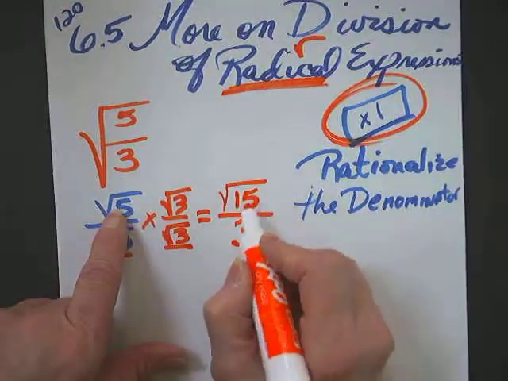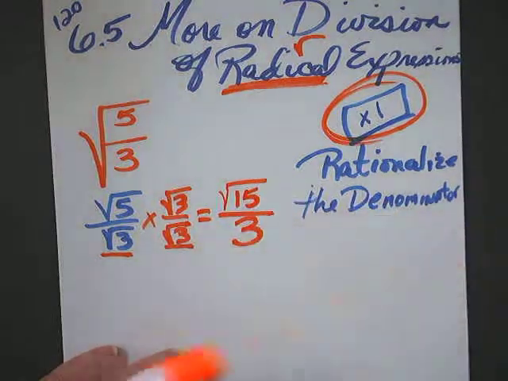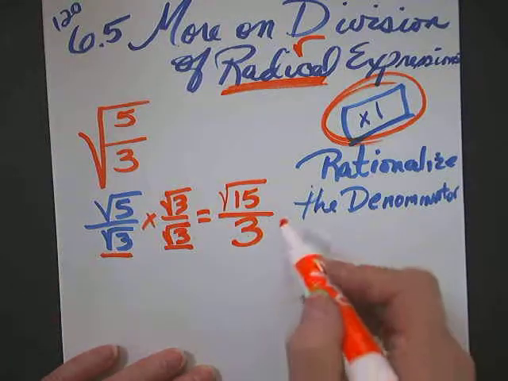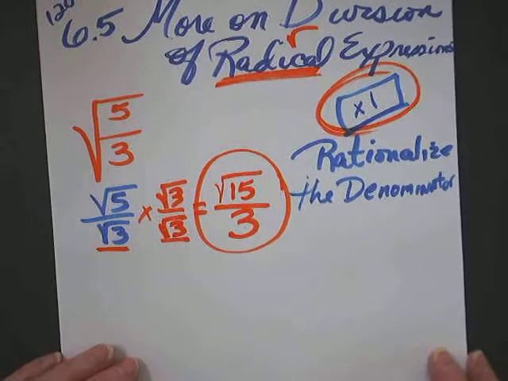The top, square root of 5 times square root of 3, remember it's square root, multiply what's on bottom. You cannot simplify that any farther. You can't divide that. So that's the answer? That is the answer.